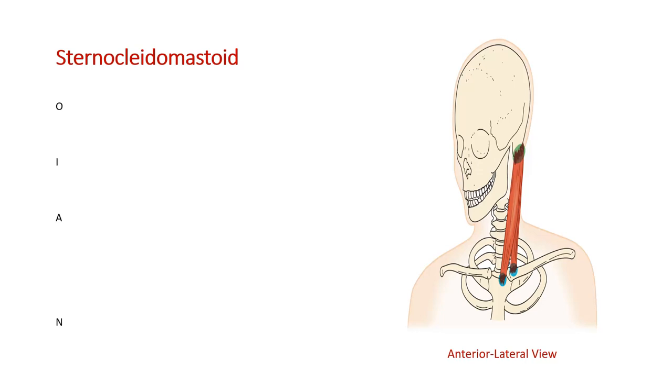Sternocleidomastoid. While this muscle name can be a bit intimidating, it actually tells us where this muscle attaches. So if we look at each term individually, sterno is sternum, cleido is clavicle, and then mastoid is the mastoid process. So we have basically exactly where this muscle is right there in the name.